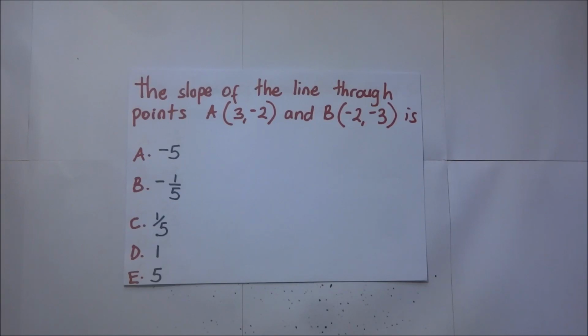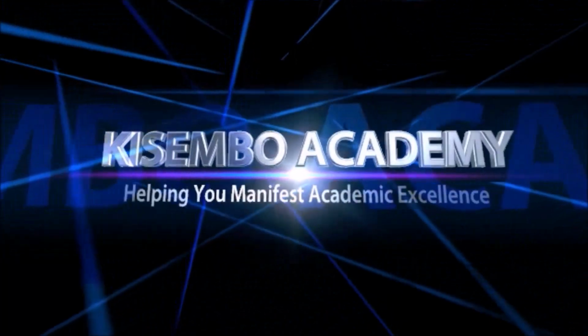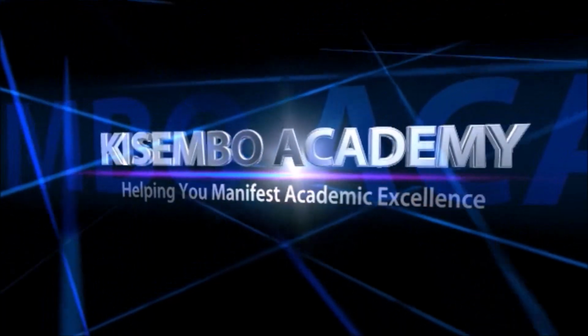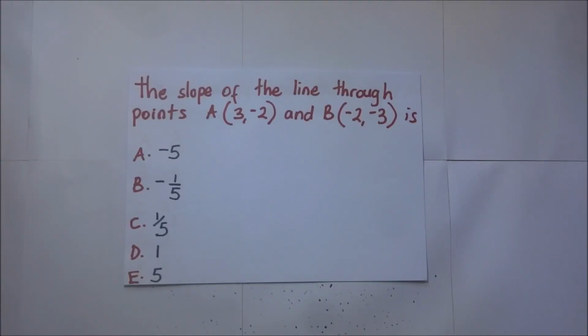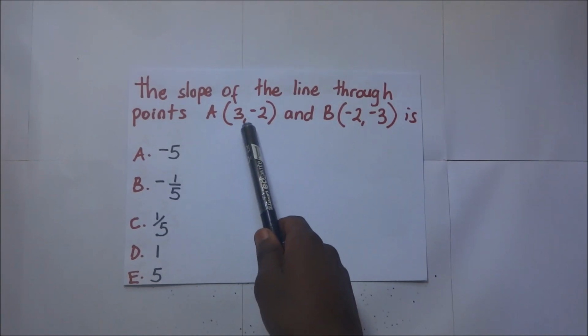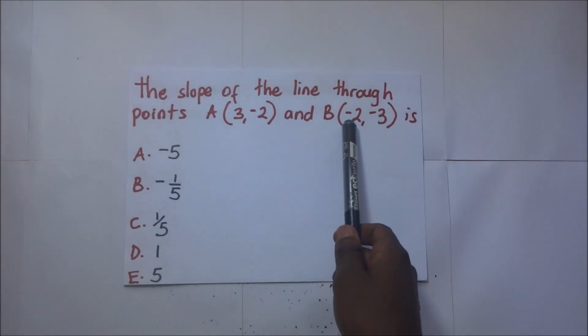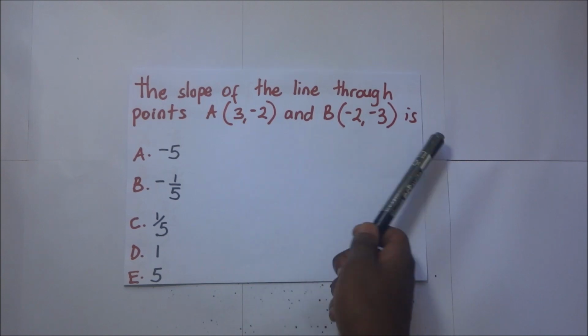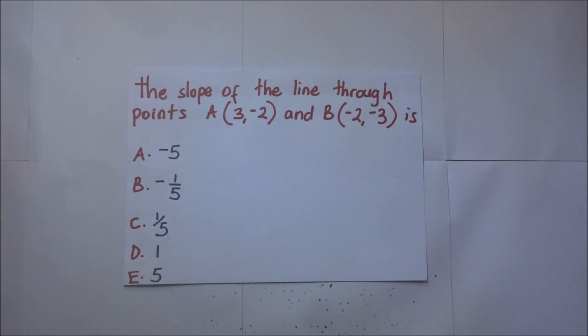In this session, we are going to do a series of multiple choice questions that require us to apply our knowledge of linear functions. So the first question will require us to find the slope of the line through points A, which is (3, -2), and B, which is (-2, -3). Find the slope.